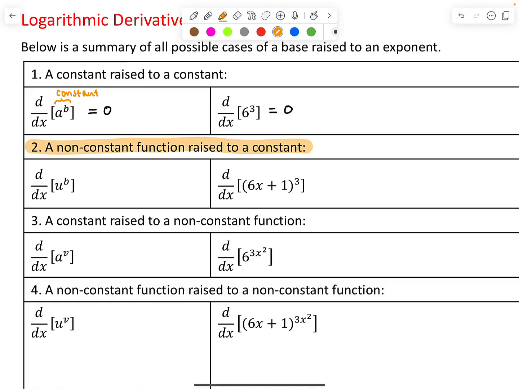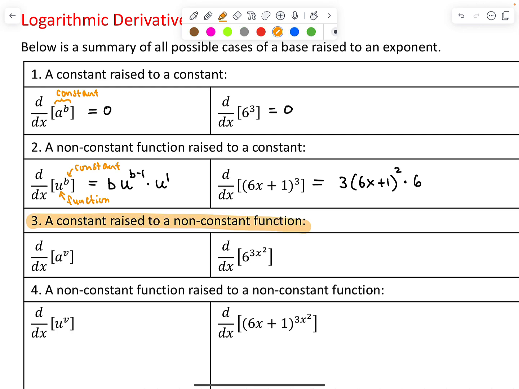Okay, the next case, right now let's do a non-constant function raised to a constant. So x is the independent variable. We're assuming u is a non-constant function, but b is a constant. This is the case where we use the generalized power rule. So that constant will drop down as a coefficient. The u base will repeat. The new power will be 1 less, so b minus 1, and then chain rule times u prime. This is called the generalized power rule. So as our example, we have the derivative with respect to x of a function raised to a constant. So the result will be the 3 drops down, the base repeats, the new power is 2, and then we multiply by the derivative of 6x plus 1, which in this case would just be 6.